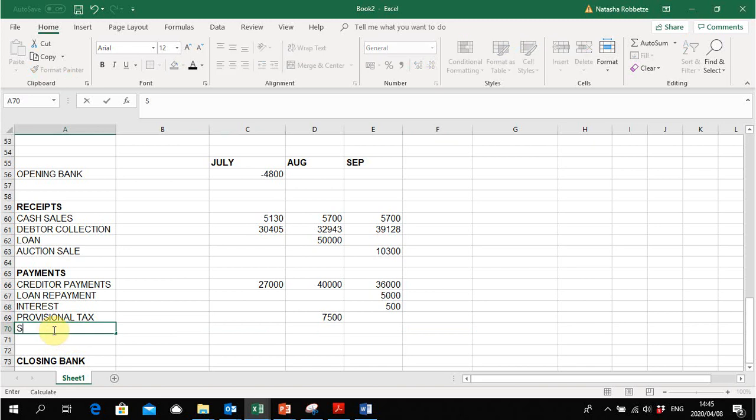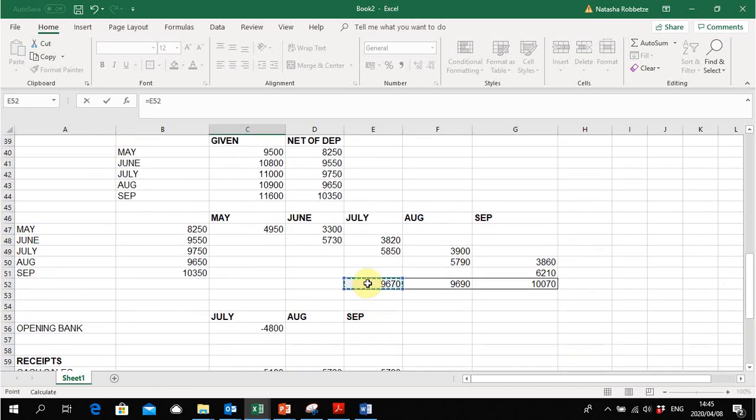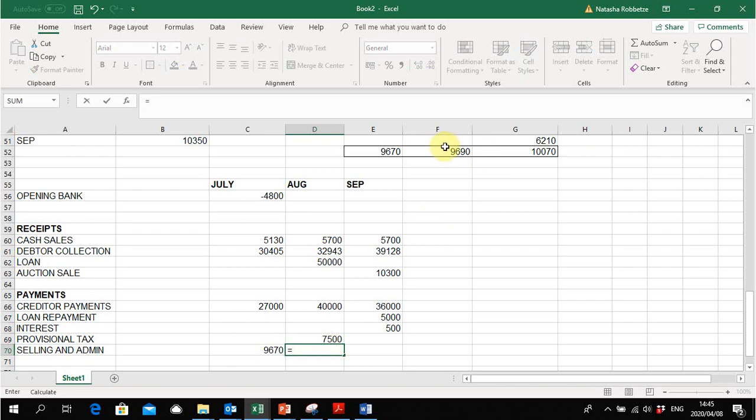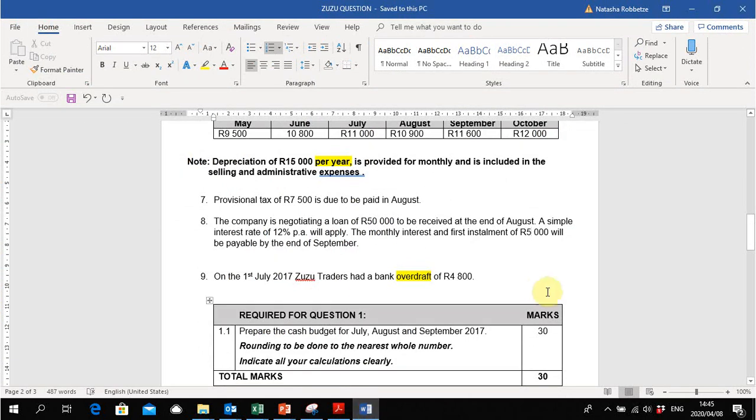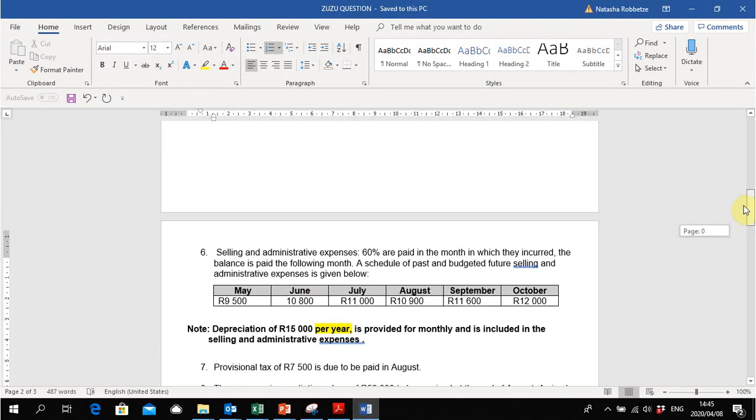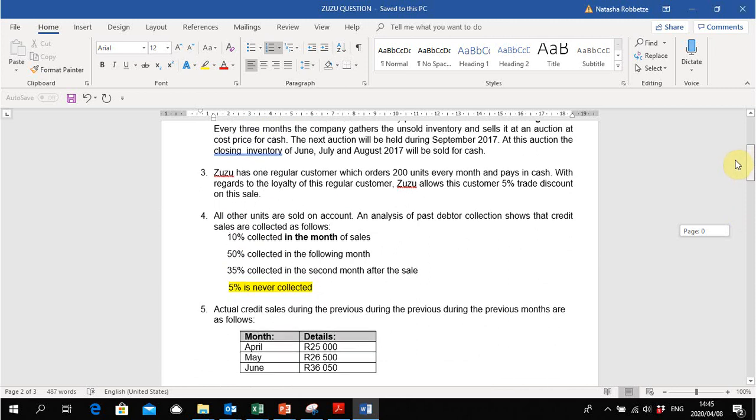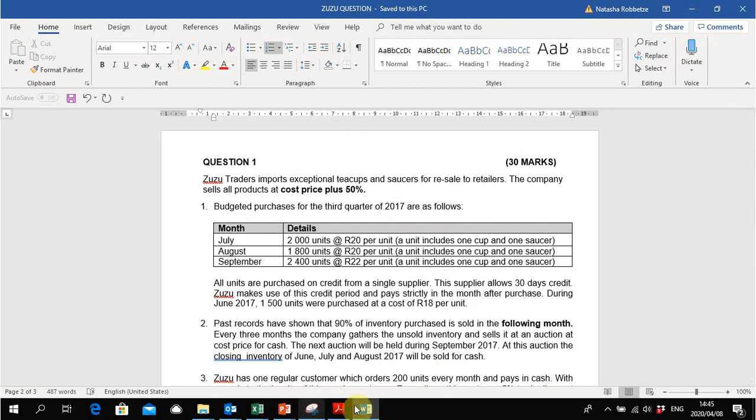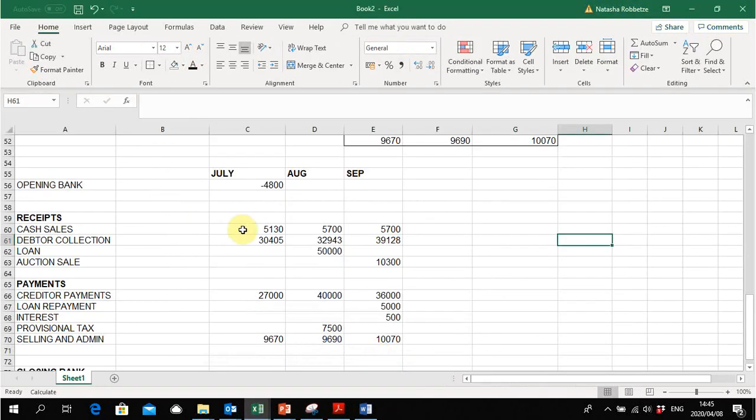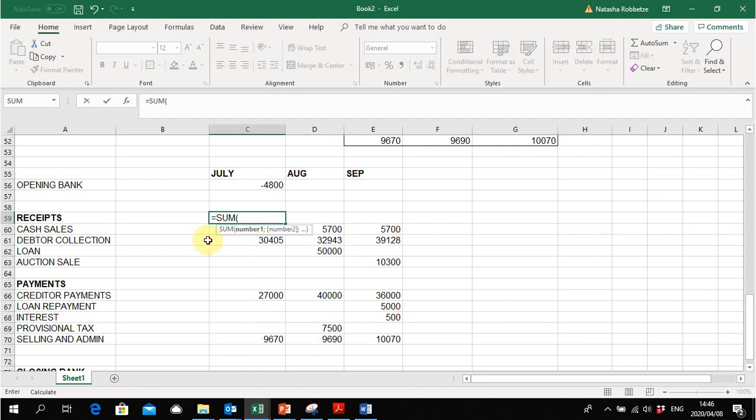Right, and then we also had some selling and admin. And we did that calculation, so I'm just literally going to look for the figure and put it under the correct month. Okie dokie. Let's just go through the question again, make sure that there are no items that we have forgotten about. No, we seem fine. So in this instance, we can go and get totals for our receipts.